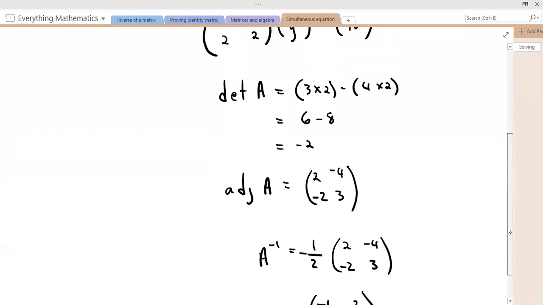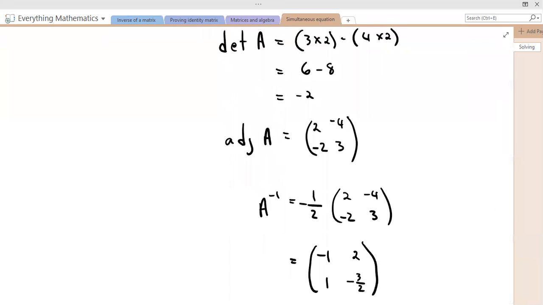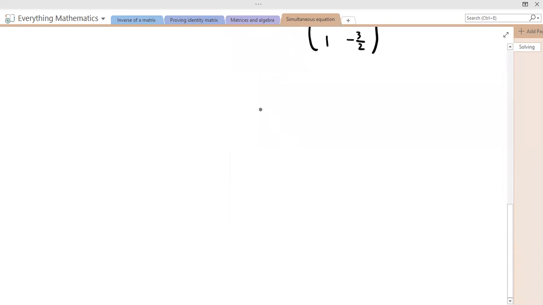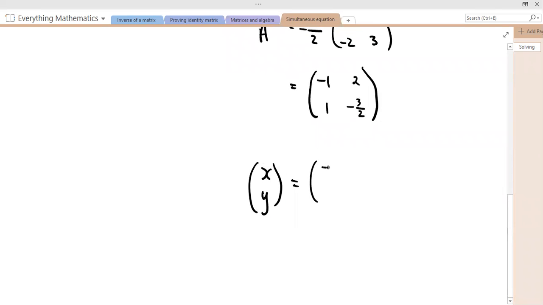Right, so let me just go back to the top now. So what we have here now is this. We have x and y on this side equal to the inverse, which we just got, A inverse, which is -1, 2, 1, and -3/2, and we're multiplying that by B, remember, which in this case is 20, 12. And once we solve that, the value at the top will be our x value, and the value that ends up at the bottom is our y value.